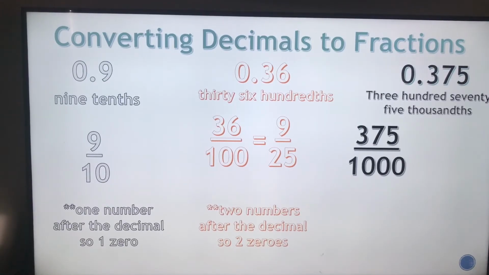Now, this is also something to start committing to your memory. If it ends in a 5 and ends in a 0, they can both be divided by 5. But I'm going to give you another example. These can actually both be divided by 25, so that your answer is 3/8.